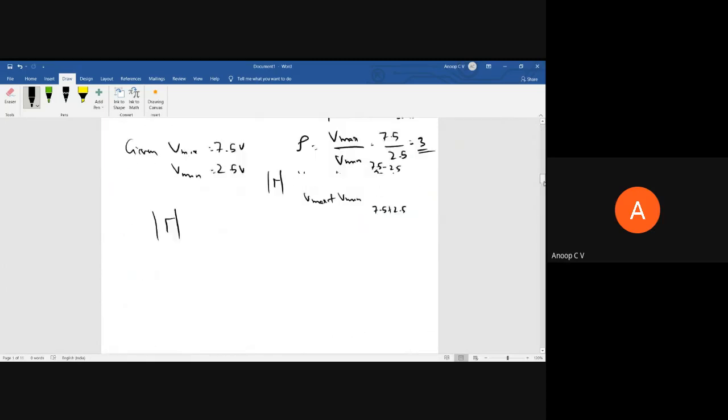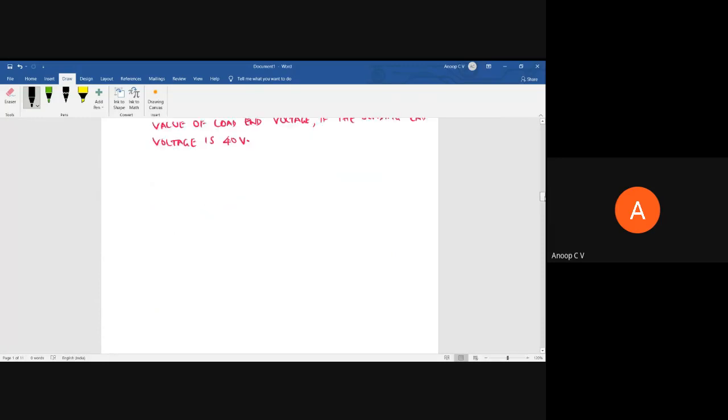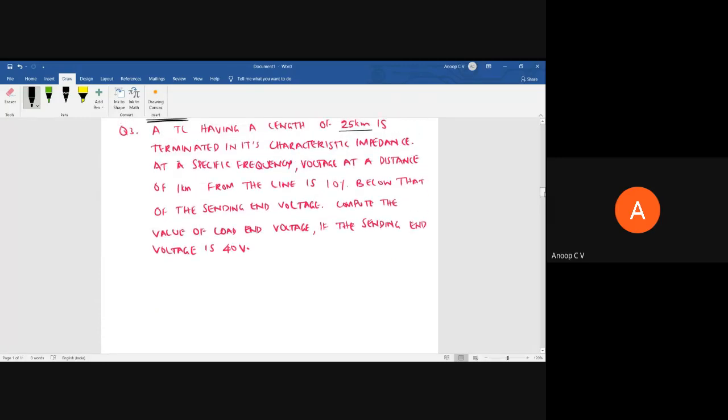I'll help you write down what is given in this question. The system model is this. You have a transmission line, and you have a load impedance. You have a generator, and this Vs is given to be equal to 40 volt. The amplitude of this voltage source is given to be 40 volt.